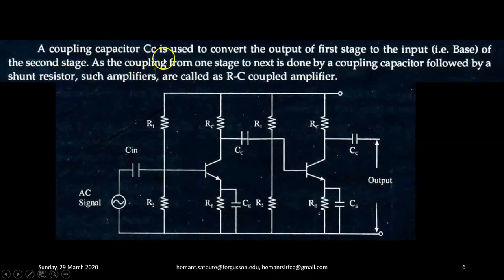A coupling capacitor Cc is used to couple the output of the first stage to the input, that is the base, of the second stage.